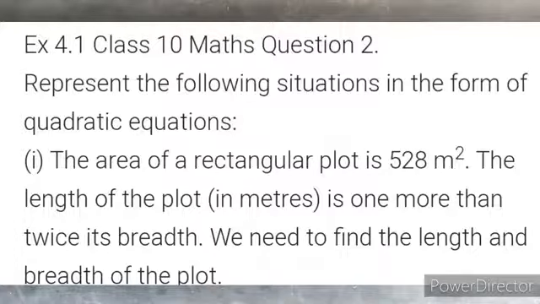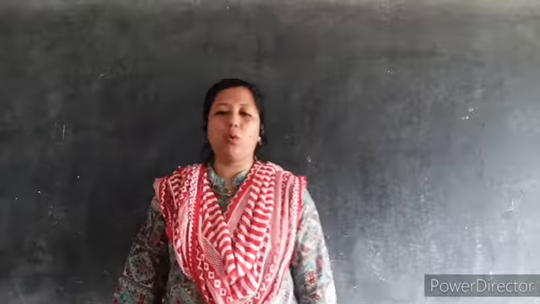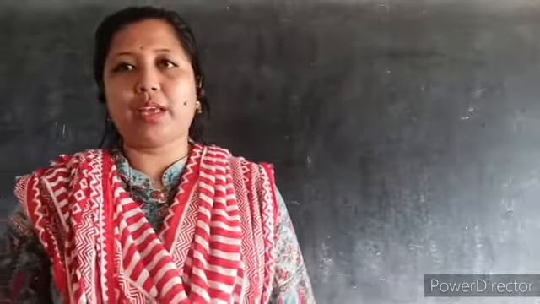Question number 2. Represent the following situation in the form of quadratic equation. The area of a rectangular plot is 528 meters square. The length of the plot is 1 more than twice its breadth. We need to find the length and breadth of the plot. Okay students. So in this question, as we know, this is the chapter of quadratic equation.